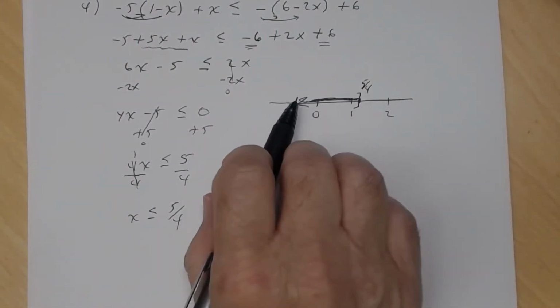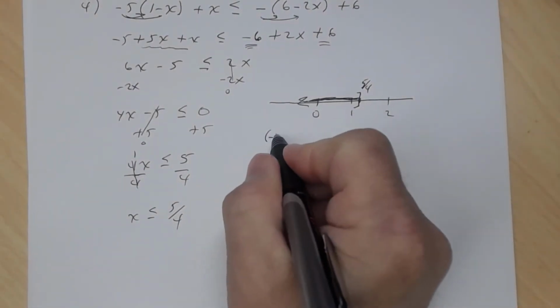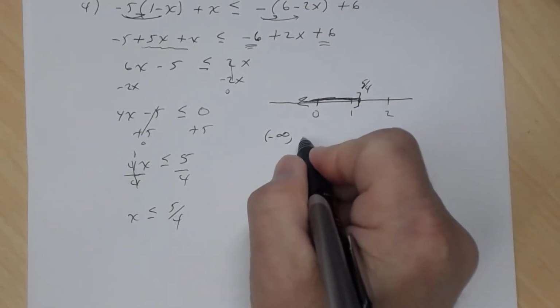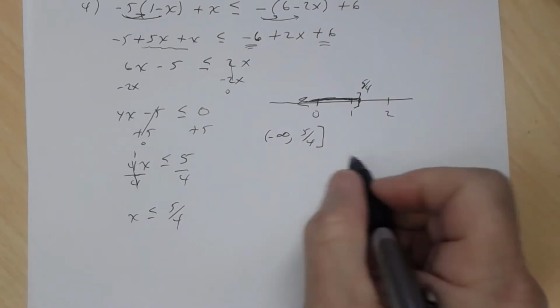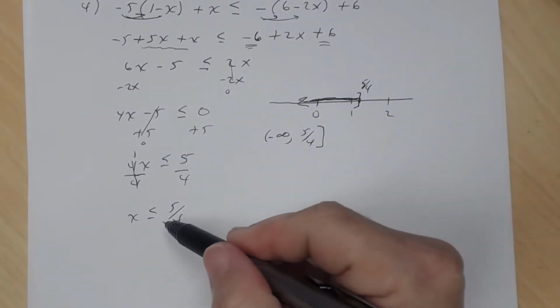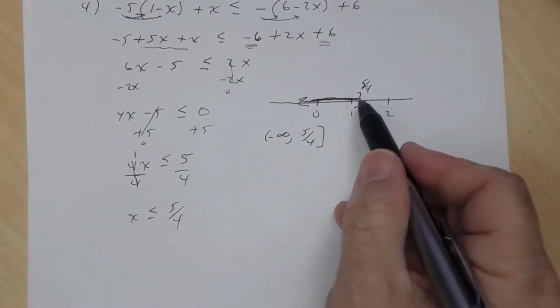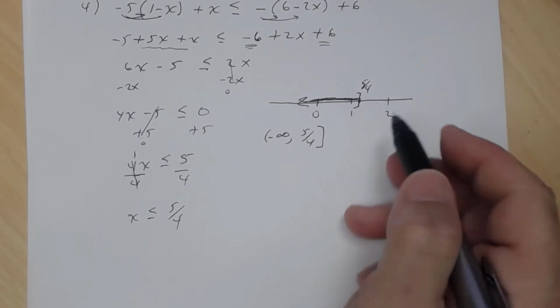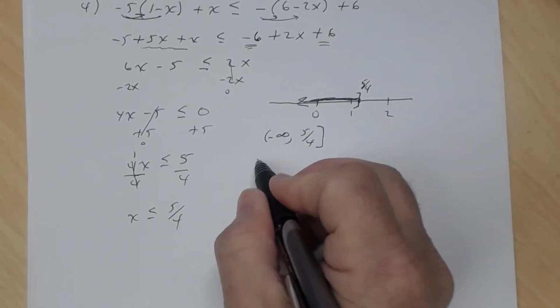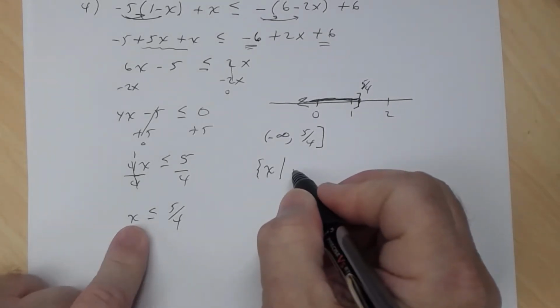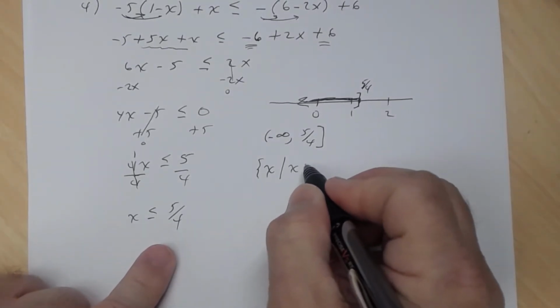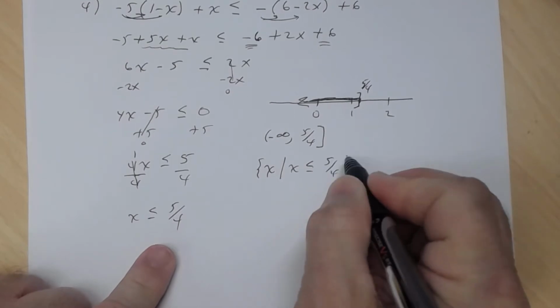So interval notation, since the arrow is pointing to the left, you're going to say negative infinity with parentheses, comma, all the way to 5/4 with a bracket. Bracket because there's an equal sign here. You could put a closed circle or bracket here, it does not matter. Set notation, you'd say the set of x's such that x is less than or equal to 5/4.